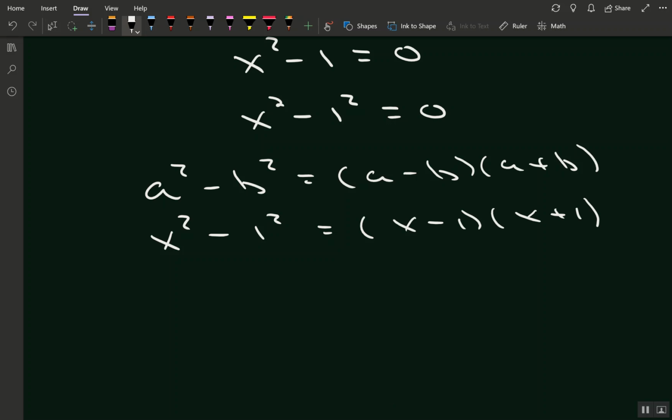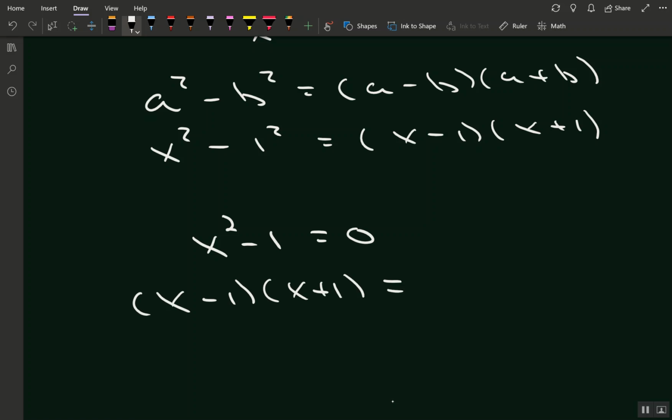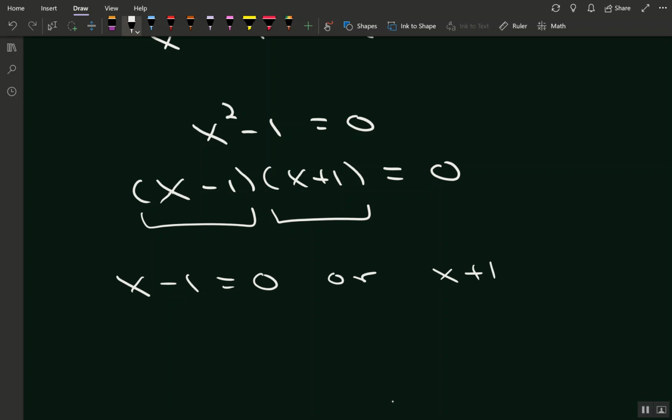So since we can change x squared minus 1 squared into x minus 1 times x plus 1, when they ask me to solve the equation, I can write that as x minus 1 times x plus 1 is equal to 0. And from there, since I have a product again, we have this times this, I can use the zero product property and set each of these equal to 0. But you notice we get the same answer. x is equal to 1 or x is equal to negative 1.